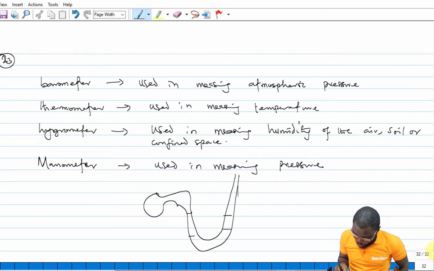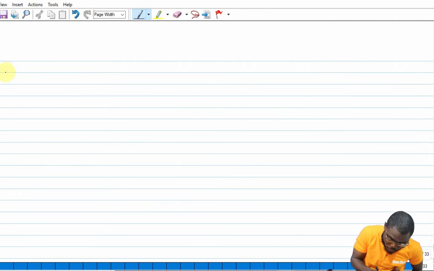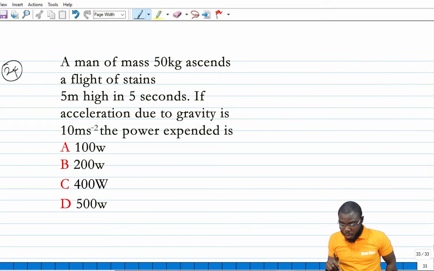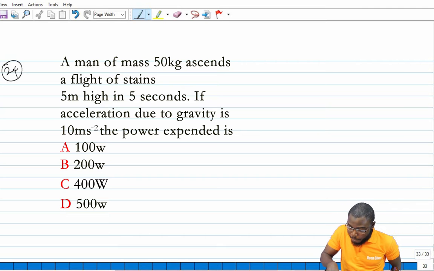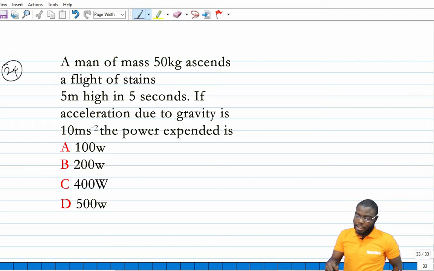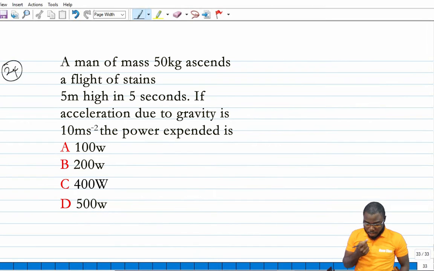Then question number 24 now. Question number 24 says a man of mass 50 kg ascends a flight of stairs 5 meter high in 5 seconds. The acceleration due to gravity is 10 meter per second square. Then the power expended is what?